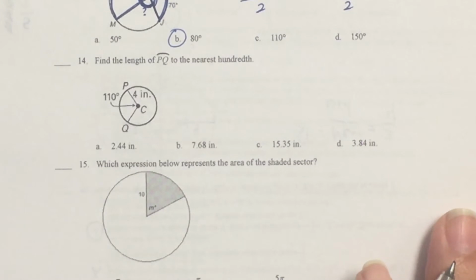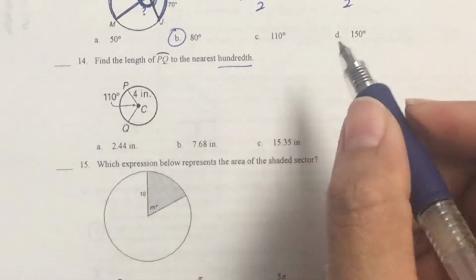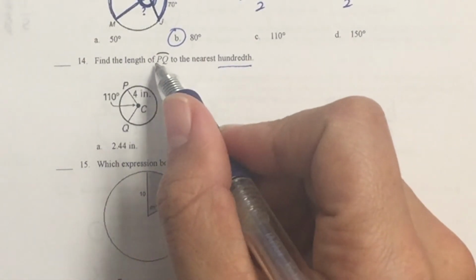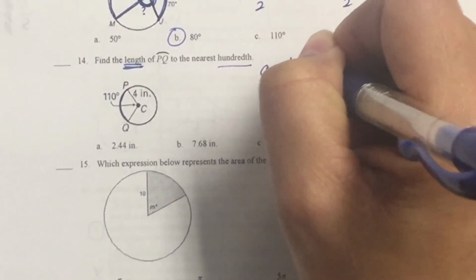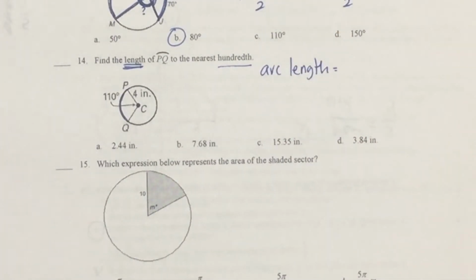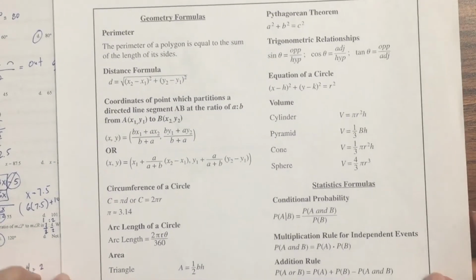All right, number 14. Find the length of PQ to the nearest hundredth. Hundredth means two numbers after the decimal. PQ, find the length. Length, so length is arc length, right? And there's a formula for that. So you get your formula sheet and you look for something that says arc length.